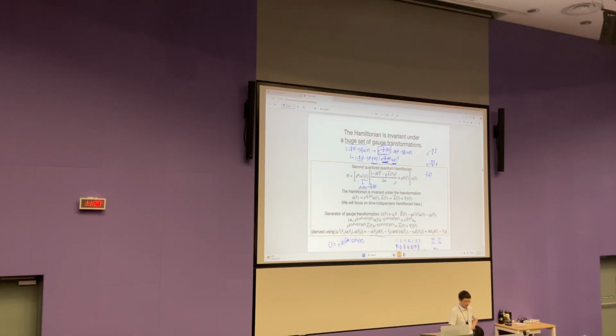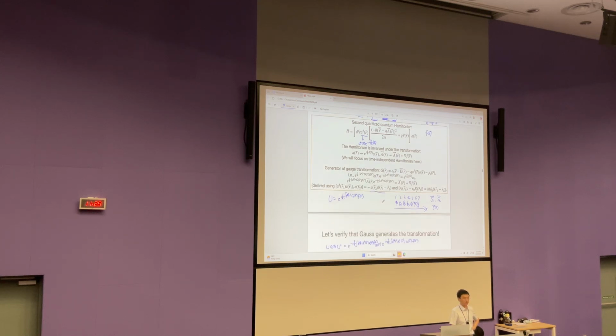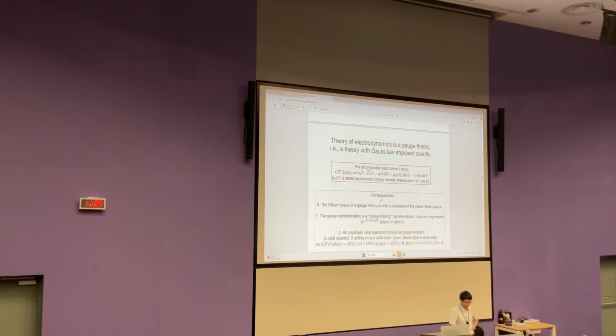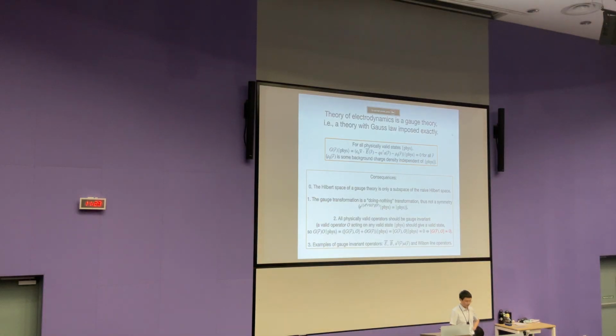Okay, so this Hamiltonian is invariant under a huge set of transformations, and those transformations are generated by the Gauss law. The last slide we want to talk about today is to tell you what a gauge theory is. It turns out that the theory of electrodynamics is really an example of a so-called gauge theory. And a gauge theory is a theory where the Gauss law is imposed exactly.